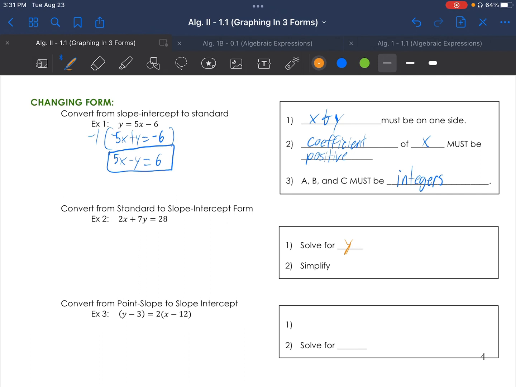So start with the 2x. I'm going to subtract that and have 7y equals negative 2x plus 28. We always want to write the something x before the number at the end. Then divide everything by whatever might be with y. y equals negative 2 over 7 x plus 4.